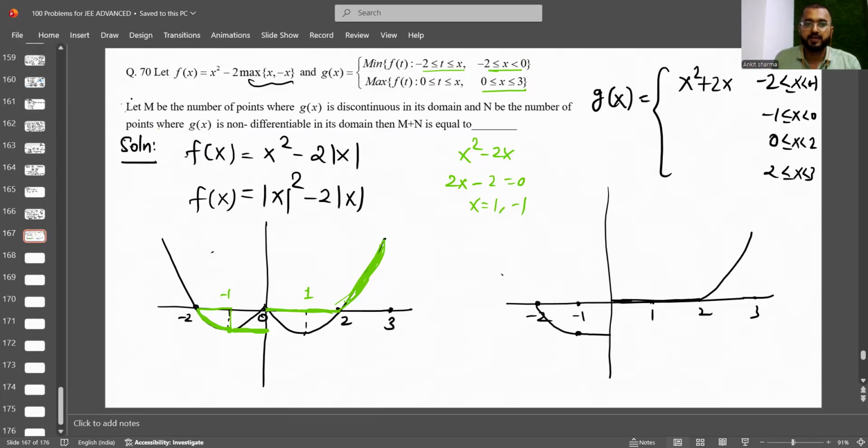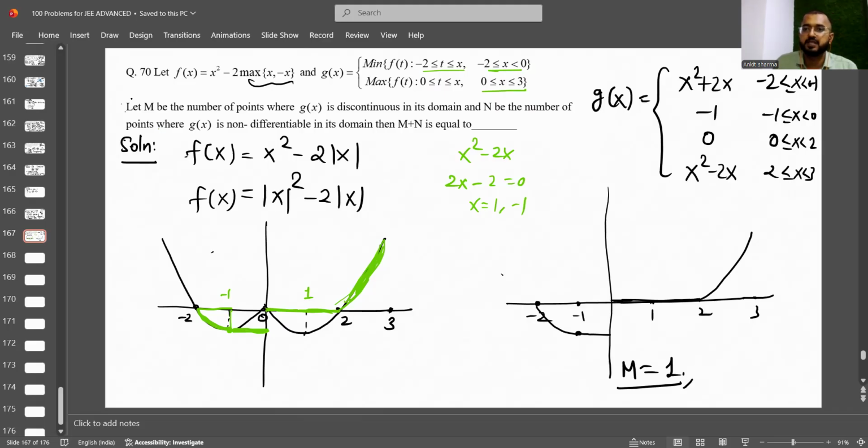And between -1 to 0, I have the minimum value. That turns out to be, when I plug in -1, I get -1 again there. And for 0 to 2, I get a complete line, which is 0. And then between 2 to 3, I have the original graph, which is x squared minus 2x. If you see here, then this function is discontinuous at 0. At -1, it is continuous, so no problem. And it's broken at 0. So m is equal to basically 1. So there is only one point of discontinuity.